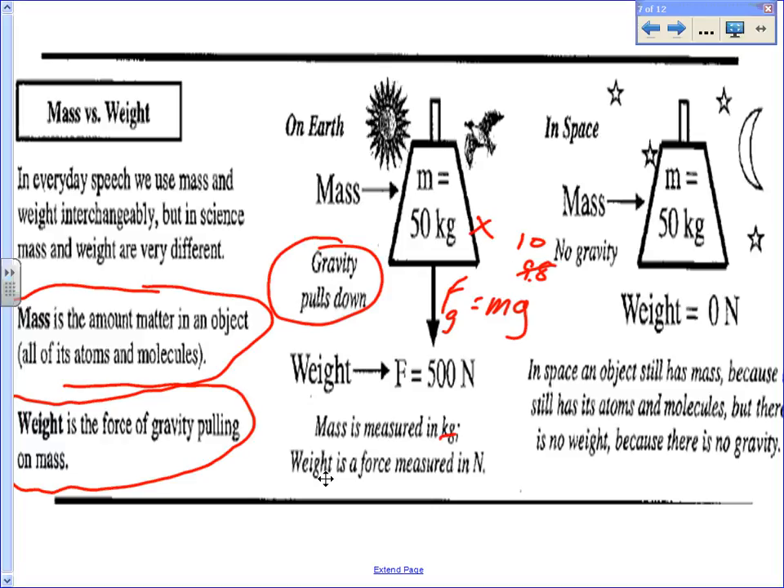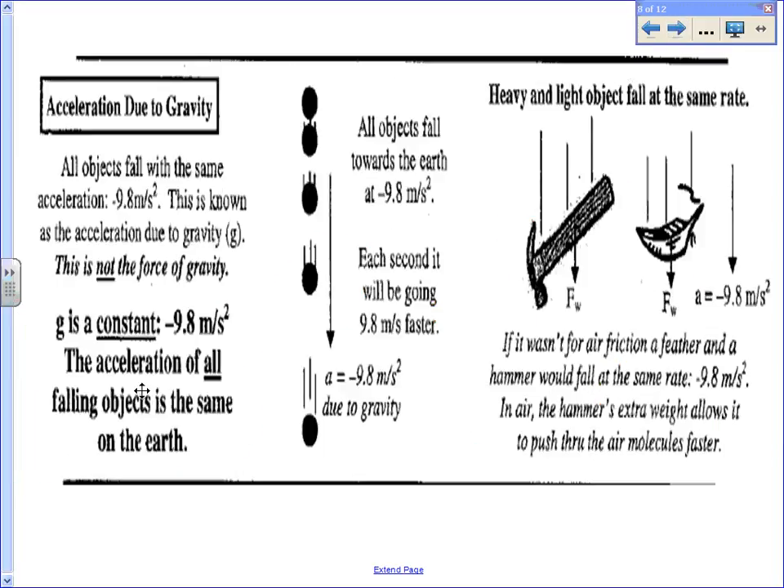Mass is in kilograms. Weight is a force, so it's measured in newtons. Don't worry about this out here, it's incorrect. There is gravity in space. You appear to be weightless because of some other instances which I'm not going to go into in this video. The acceleration due to gravity is negative 9.8 meters per second squared. So if you have an object, it will be pulled down by gravity, and we can figure out that force being Fg equals mass times the acceleration due to gravity. This is just the same formula as force equals mass times acceleration, just that we're finding it based on gravity.